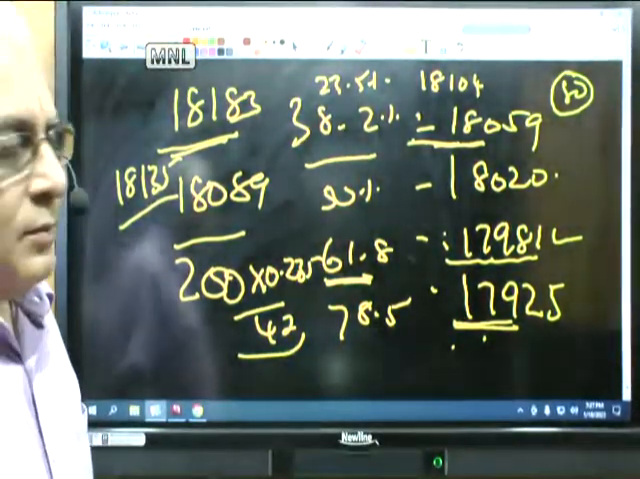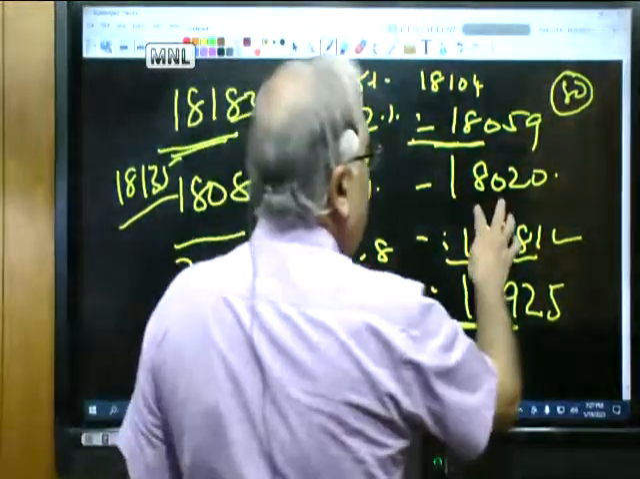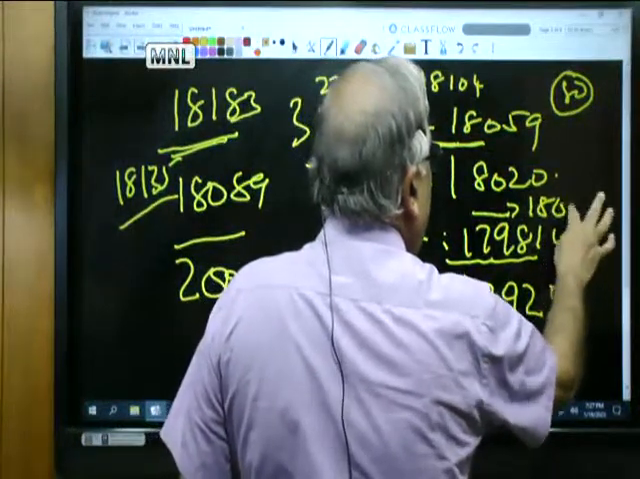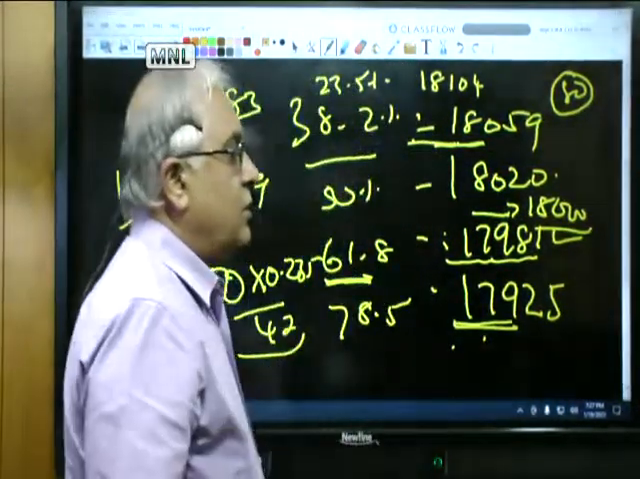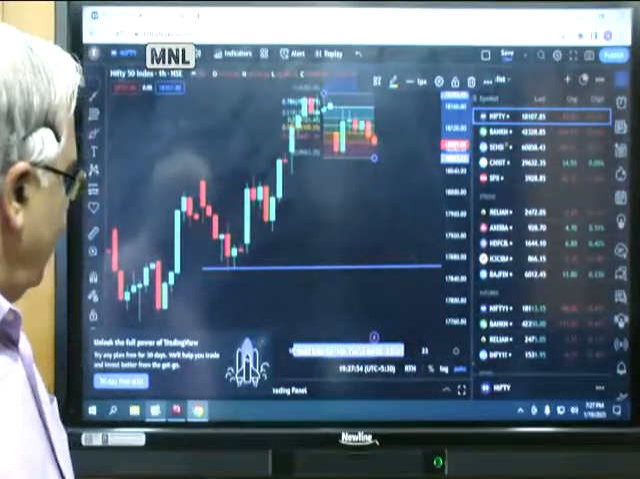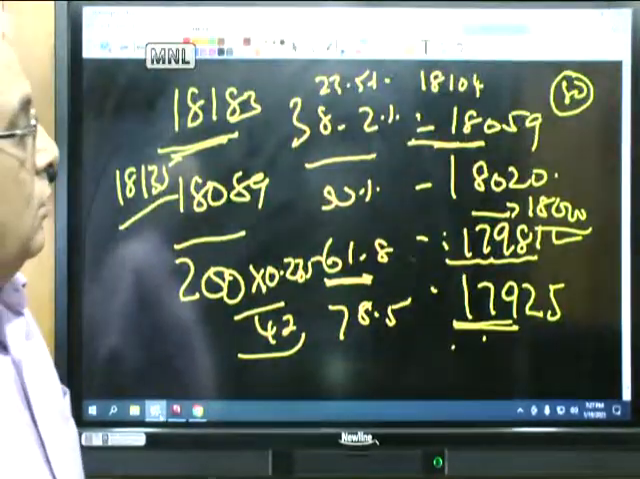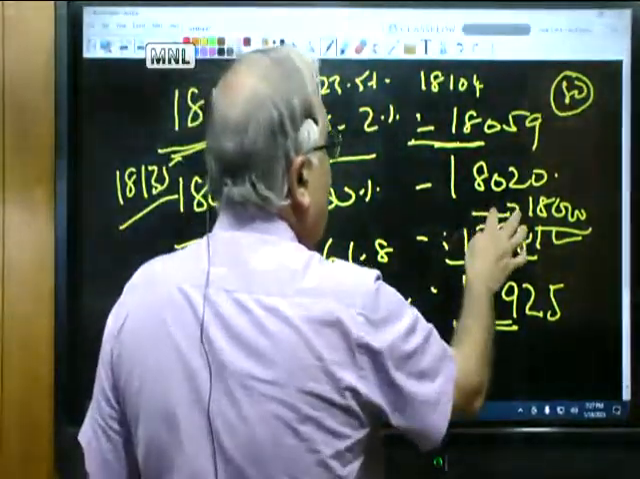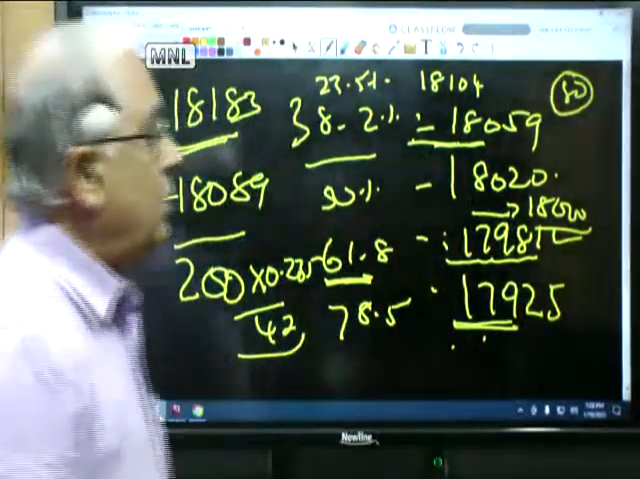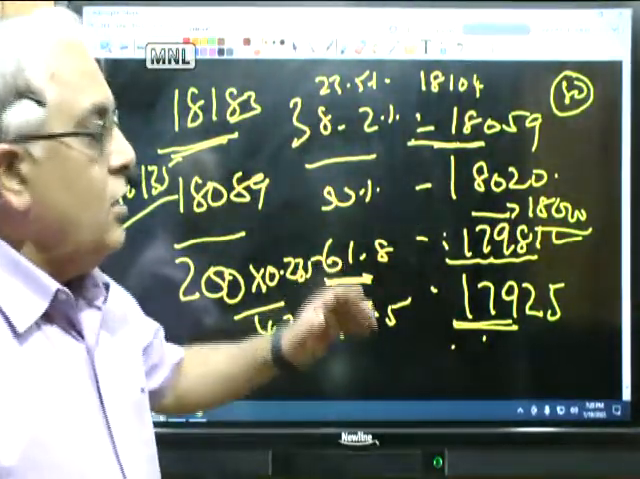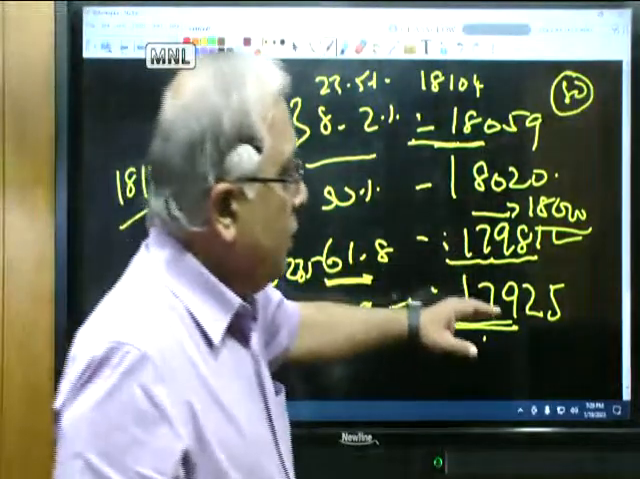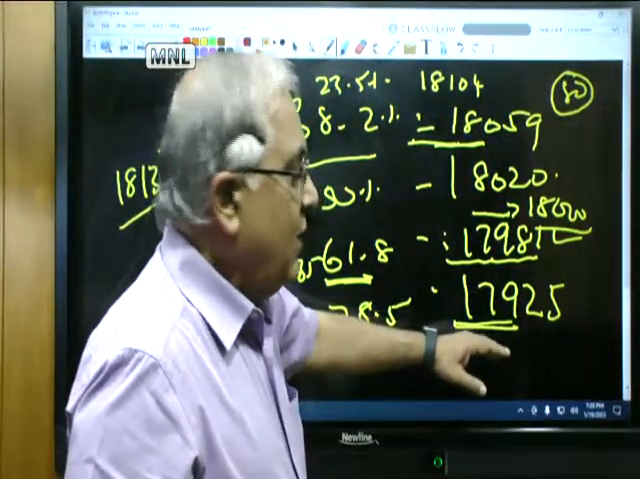Suppose it doesn't come there, then we have the stop loss, which is 18,000. So this is the average level you would have got. If it comes to 18,020 and 17,981, the average level that we would have got is 18,000, and for 18,000 we will put a stop loss at 17,925.